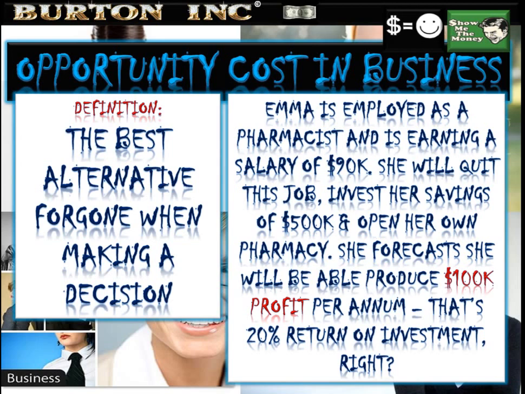And that is that money that she's earning in the bank on her $500,000 already. So perhaps she's earning 5 or 10% on that money in the bank as well. So she's ignoring that return already. And she's ignoring the fact that she has to give up $90,000 in salary that's going to be foregone to actually pursue her own business.